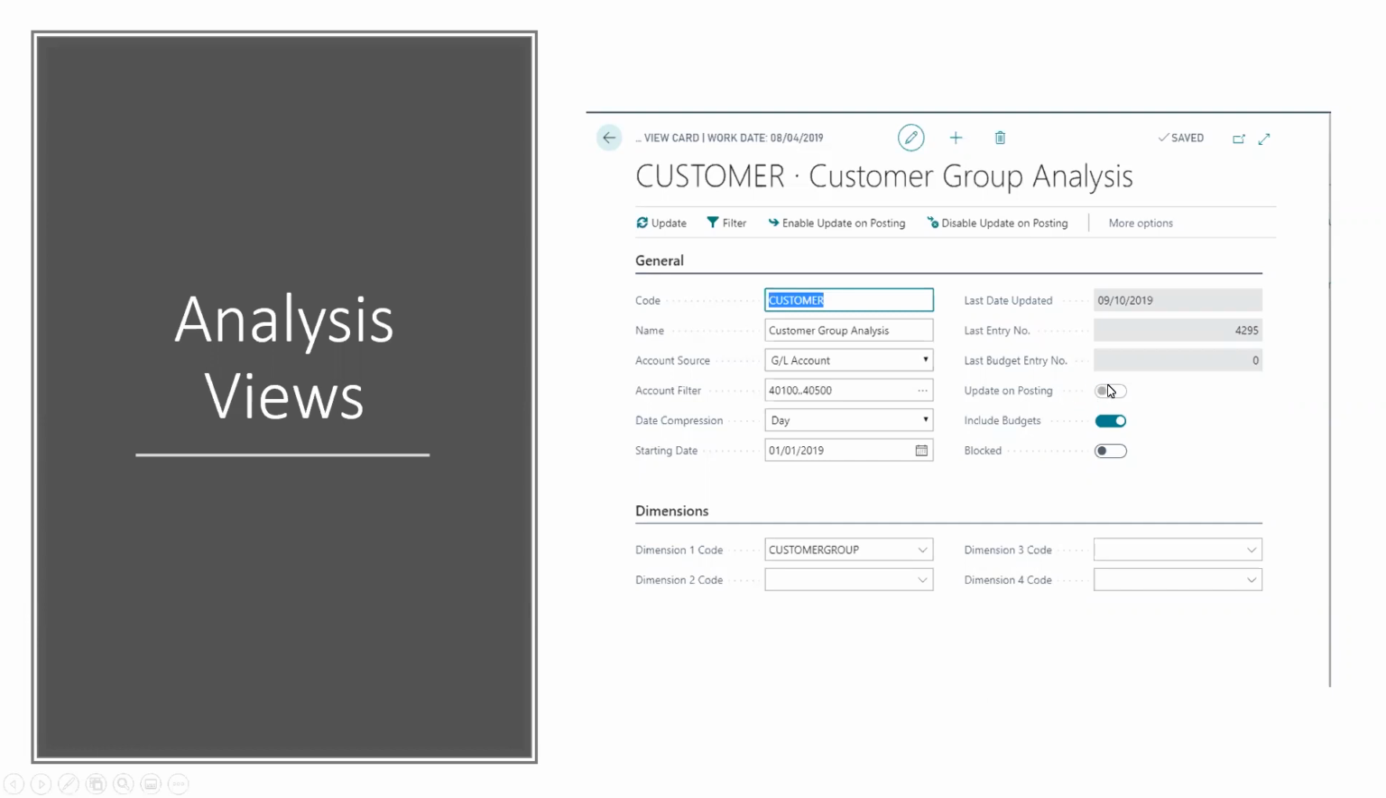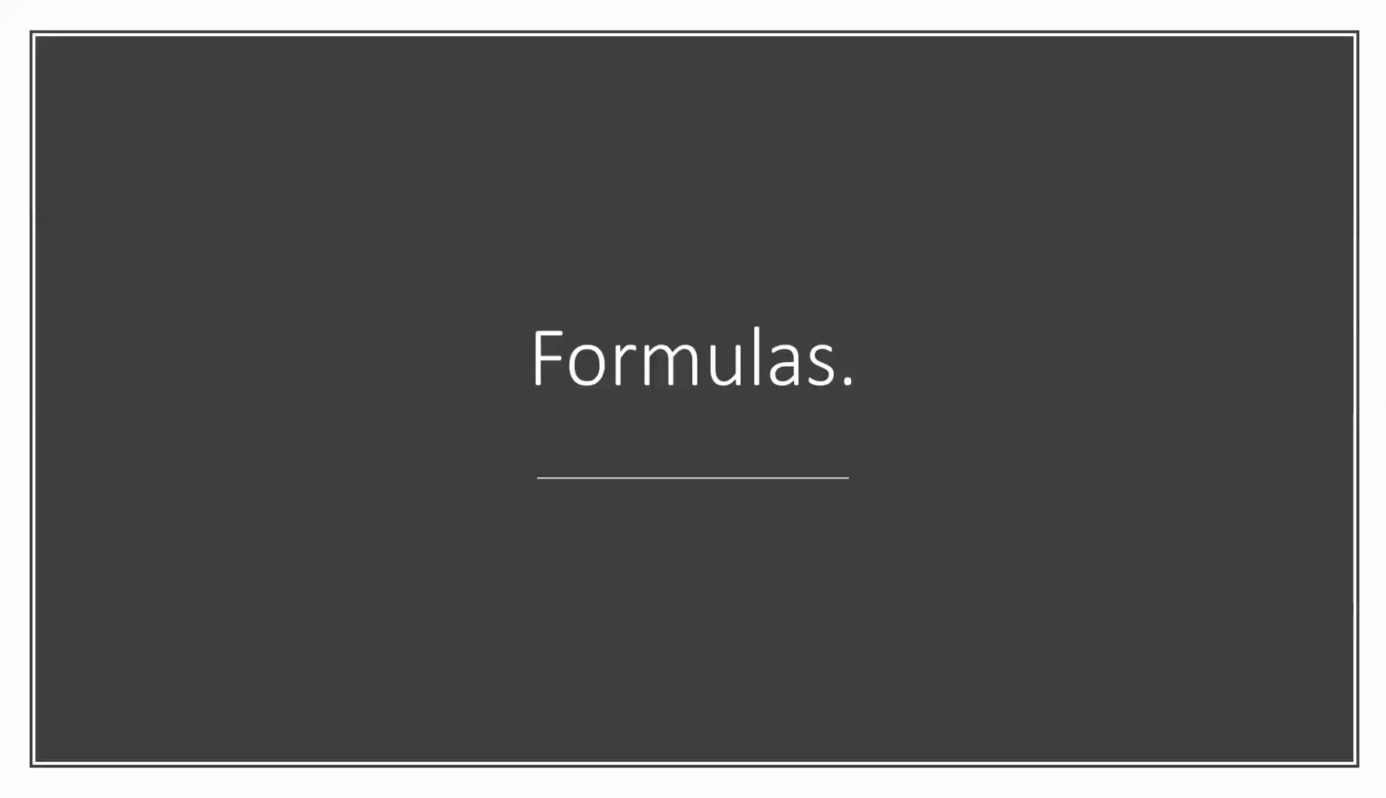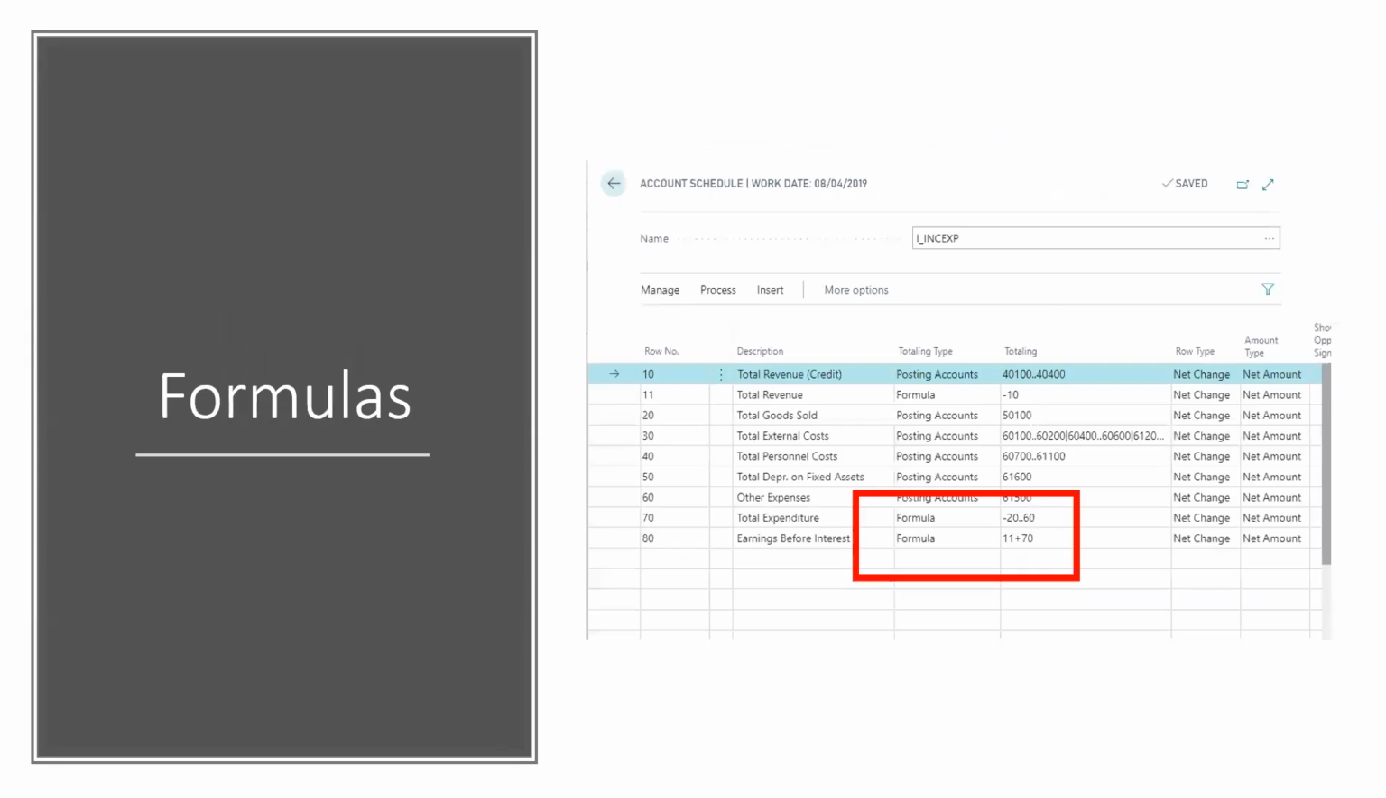Let's take a look at the functionality here. Update: what this function is going to do is update your report with the last transactions that were posted. So whenever you want to see this specific analysis view, you just need to click on update to update the actual report. So once again, we have three components: the rows, the columns, and the analysis view. Now let's take a look at the formulations.